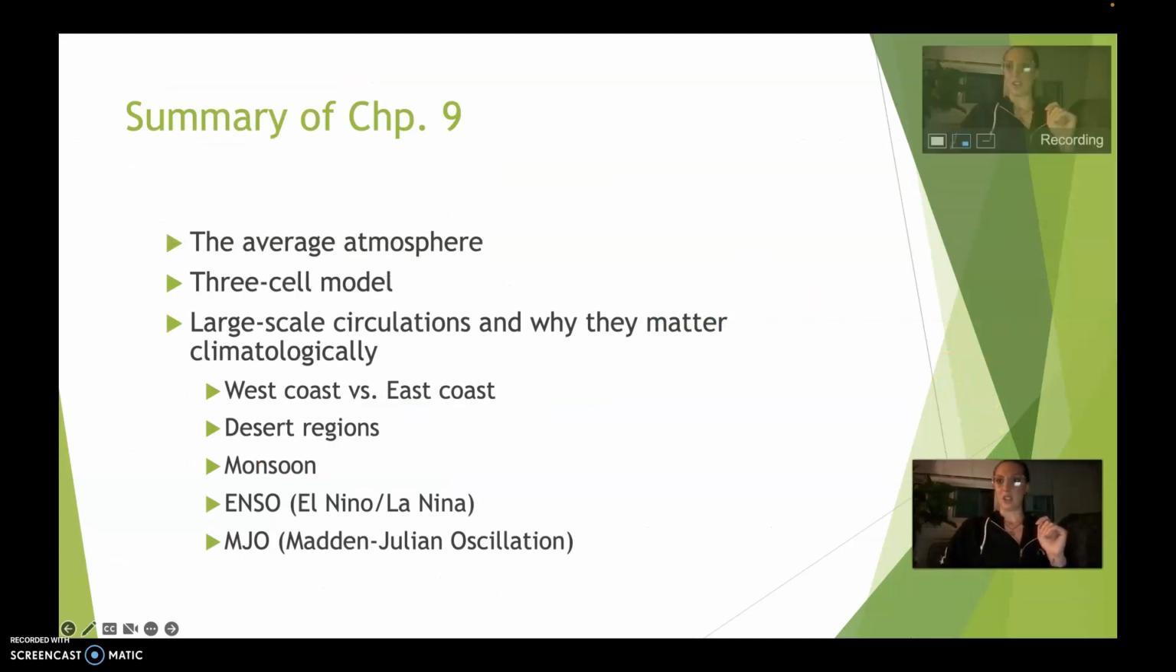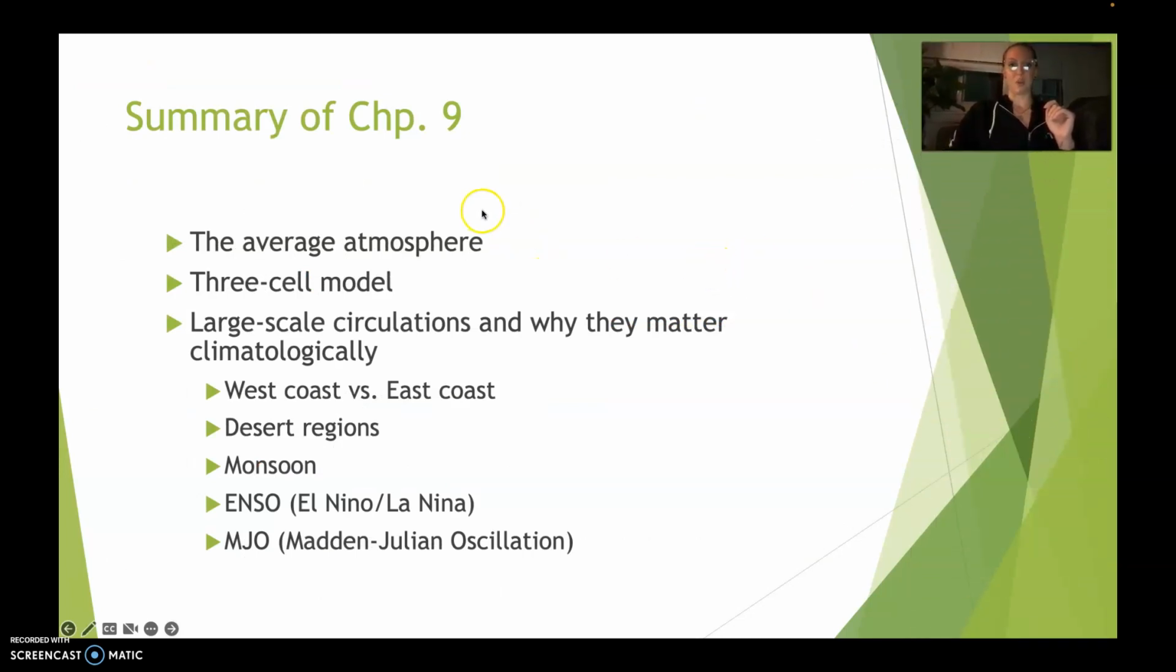It seems like a lot, it sure has been a lot, and we've breezed through it quite quickly. But we talked about the average atmosphere, which gave forth the 3-cell model, the Hadley, Ferrel, and the polar cell. And then that gave rise to these larger scale circulations and why they can matter climatologically. So our west versus east coast of the United States, our desert regions around the world, the monsoon cycle, and the ITCZ movement. And so meaning El Nino and La Nina, and then we just finish up with the MJO.